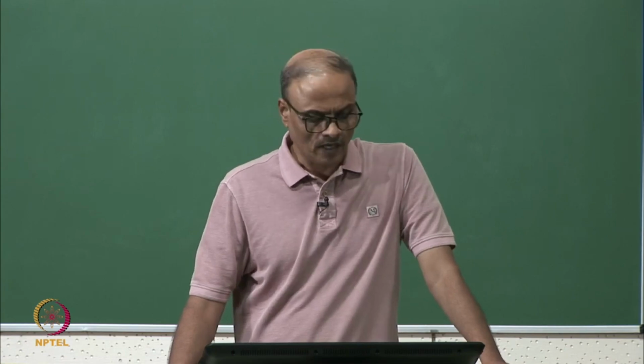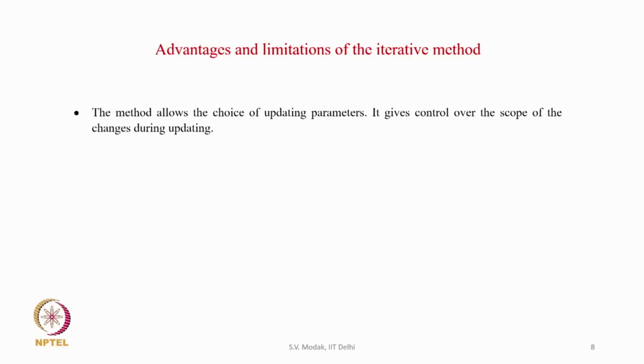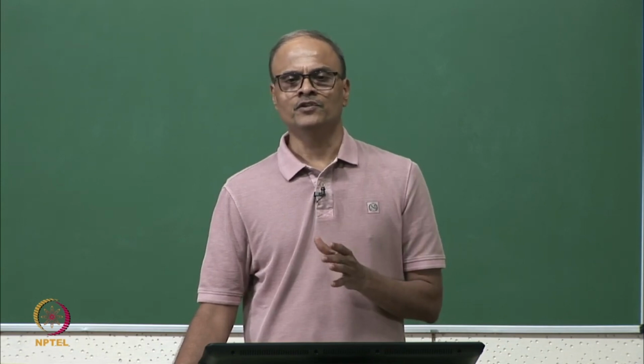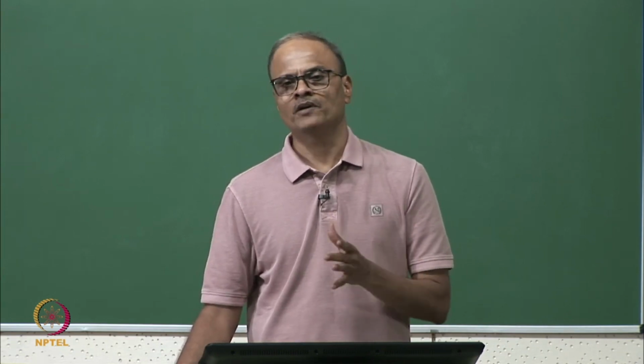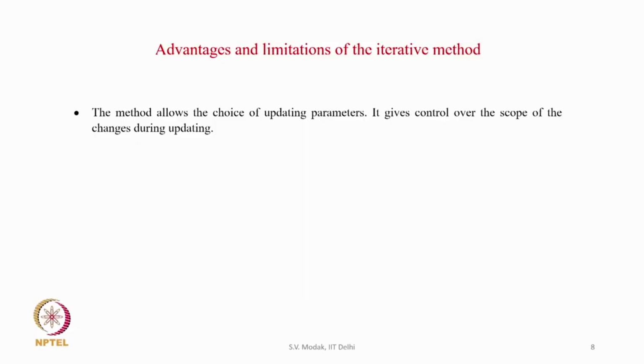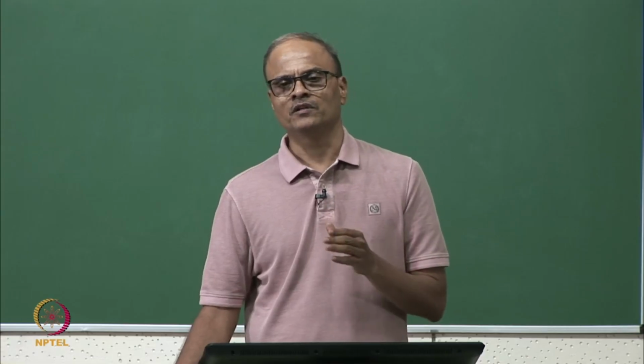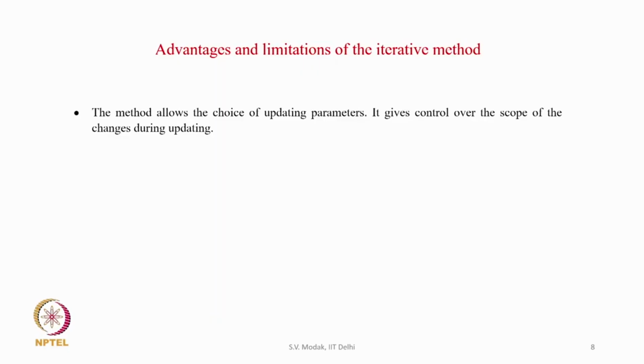So, one advantage of this method is that the method allows the choice of updating parameters. So, it gives the control over the scope of the changes during updating. Here, because the parameters are to be decided by the user, engineering judgment can be used to decide what parameters should be updated. One would like the chosen parameters to represent the modeling inequalities which are present in the model, so that when the updating of these parameters is carried out, those inequalities are reduced in the model when the matrices are updated. So, that is the advantage of this method, that the changes which would occur during updating can be controlled by selection of the suitable parameters.